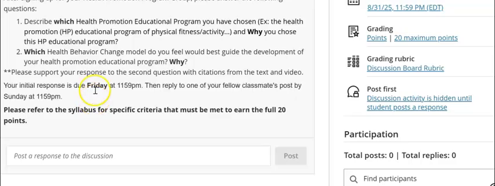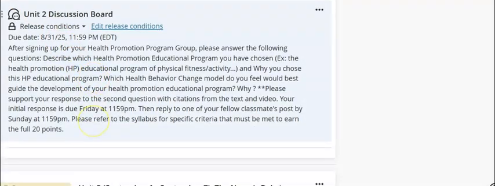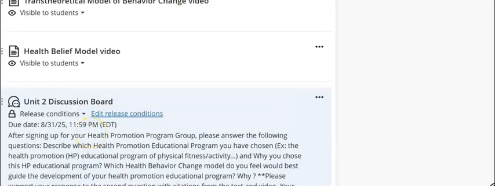So again, your response, your post is due Friday, and then at least one reply is due by Sunday. If you want to know all the specifics of grading for a discussion board to earn full 20 points, please look at your syllabus. So that is going to be the discussion board, and that takes us through the week.